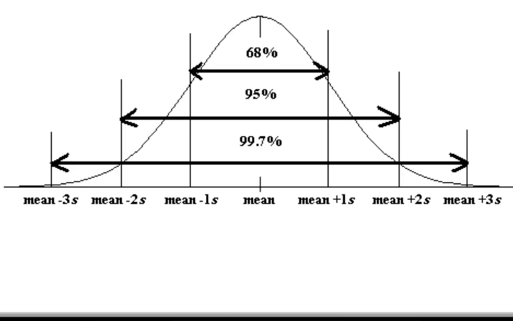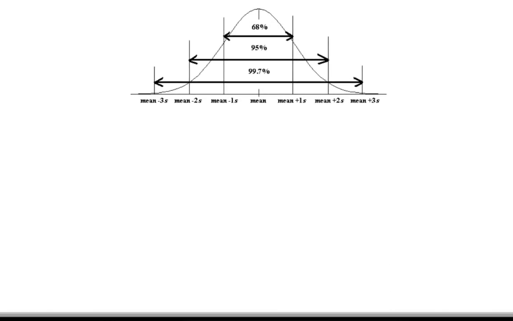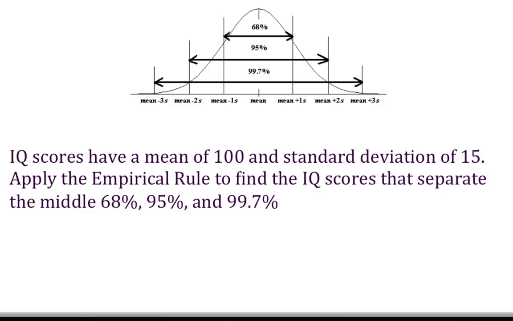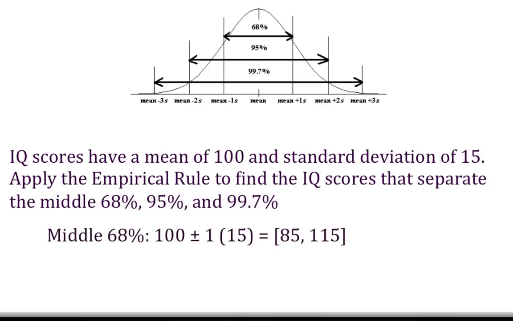Let's look at an example. IQ scores have a mean of 100 and a standard deviation of 15. Apply the empirical rule to find the IQ scores that separate the middle 68%, 95%, and 99.7%. The middle 68% of scores will fall within 1 standard deviation of the mean. In other words, 100 plus and minus 1 times 15. This gives us a range of 85 to 115.